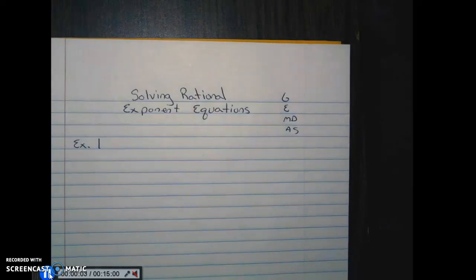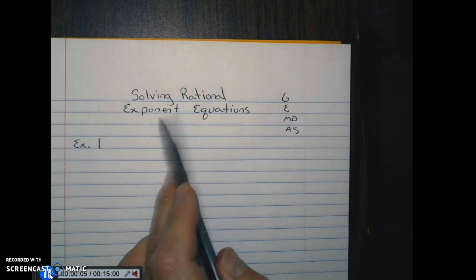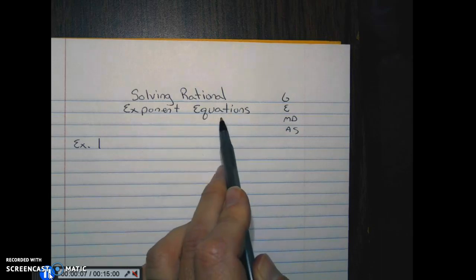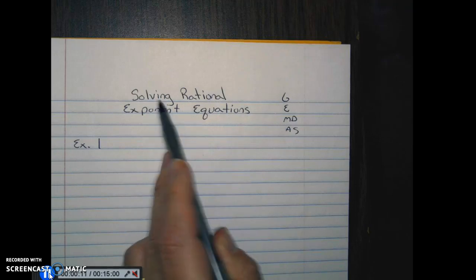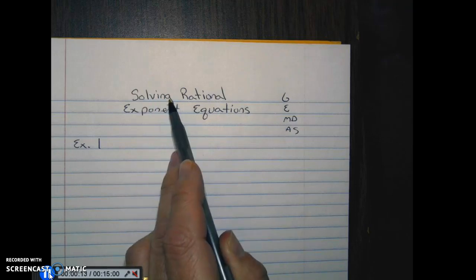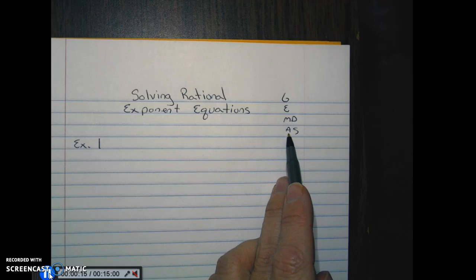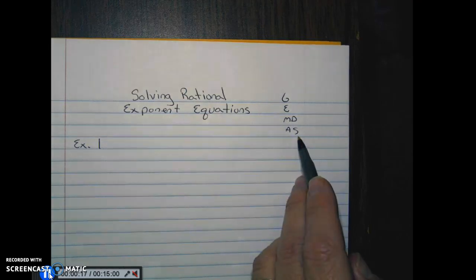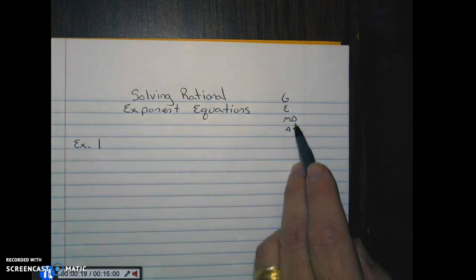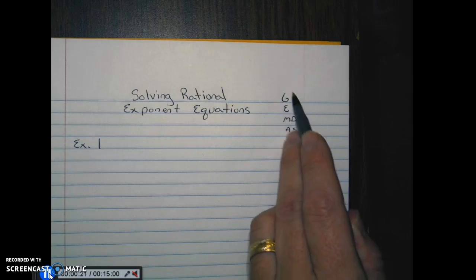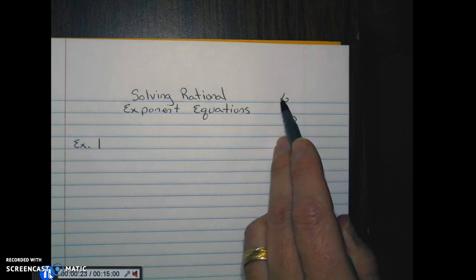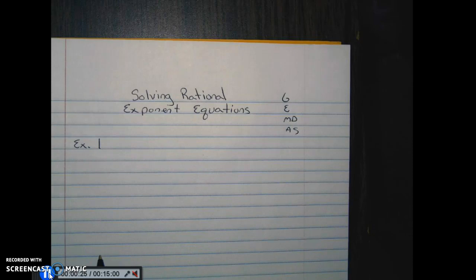Today's lesson is on solving rational exponent equations. So remember, when solving any equation, we undo GEMDAS starting with adding and subtracting and working our way back to the grouping symbol, what's inside. So let's look at an example.